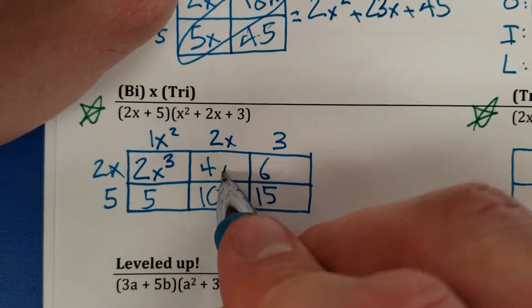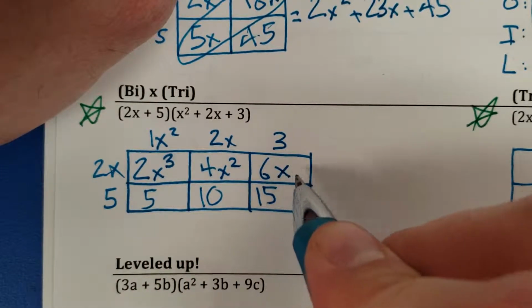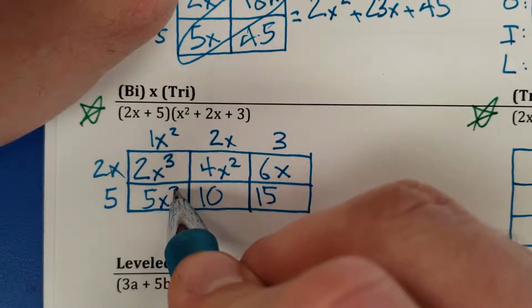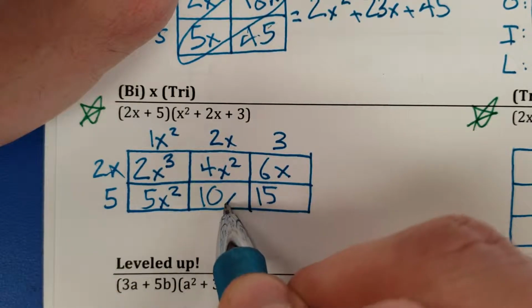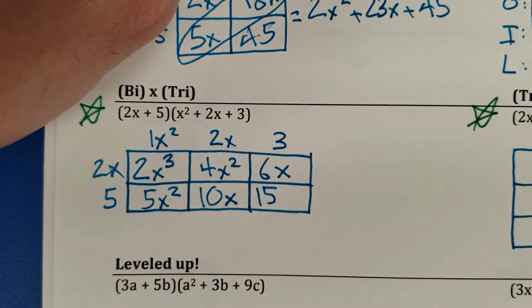x times x is x squared. 3 doesn't have an x, but you do, so you come along for the ride. 5 doesn't have an x, so the x squared comes along for the ride. There's a single x, no x, so the single x comes along for the ride. 3 and 5 don't have any variables, so that stays a 15.